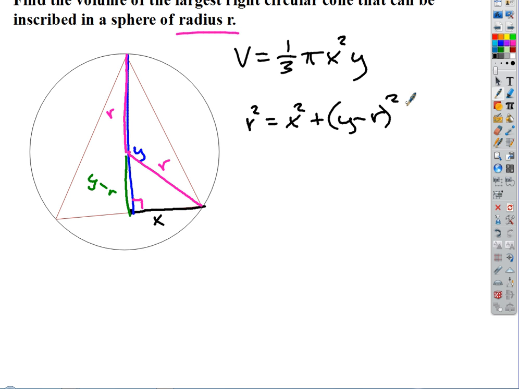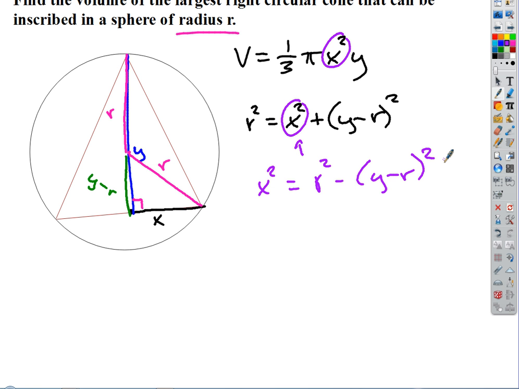X squared, yeah. Look at that. We've got an x squared right there and an x squared right there that would be easy to isolate, right? So just solve for x squared, and then that's going to be a real easy substitution. So then our substitution equation would just become x squared equals r squared minus the quantity y minus r squared. That make sense?